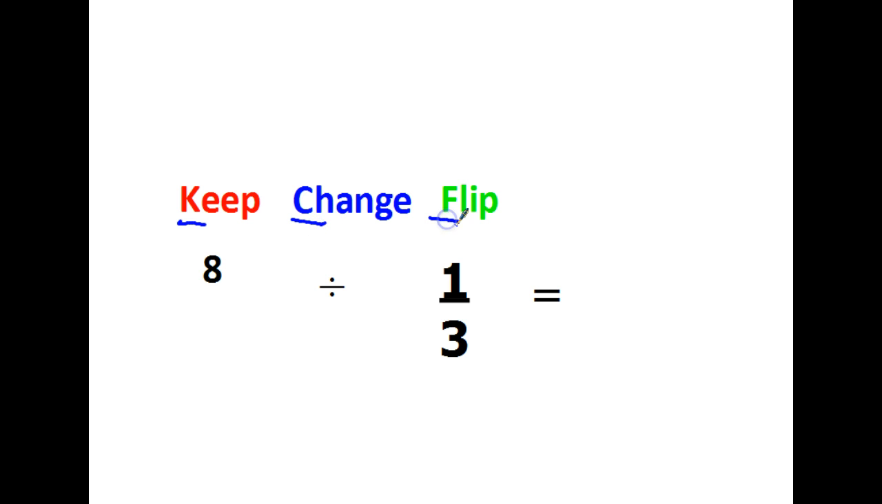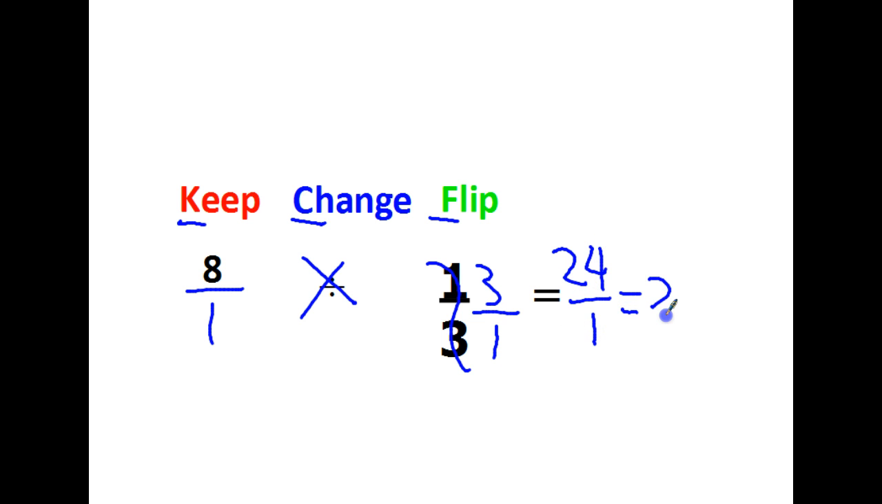Keep, change, flip. 8 divided by 1/3. I'm saying how many thirds in 8? Keep the first fraction. Change the sign. Flip the second fraction over. So now I got 8 times 3 on top. 1 times 1 on the bottom, which just equals 24.